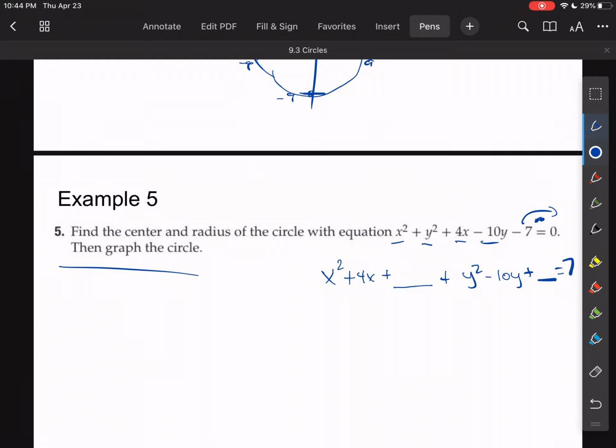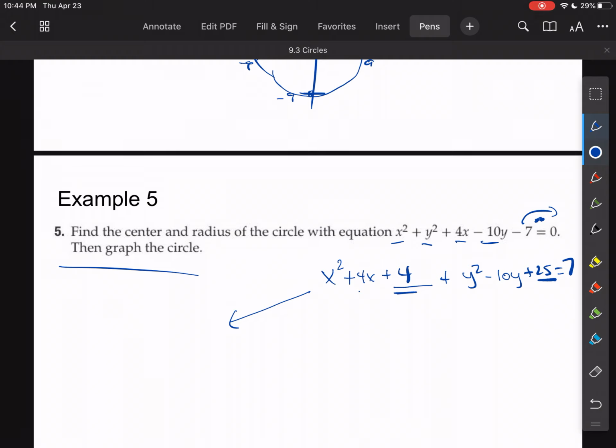Okay, to figure out what these things are, we're just going to complete the square. So I'm going to kind of shift things this way so we have some room. X squared plus 4x, if we want to complete the square, remember we take half of the middle term. Half of 4 is 2, and then square it, 4. And then for the 10, we'll do the same thing. Half of negative 10 is negative 5. Negative 5 squared is 25. Okay? But remember, whatever you add onto one side of the equation, you have to add on the other side of the equation.